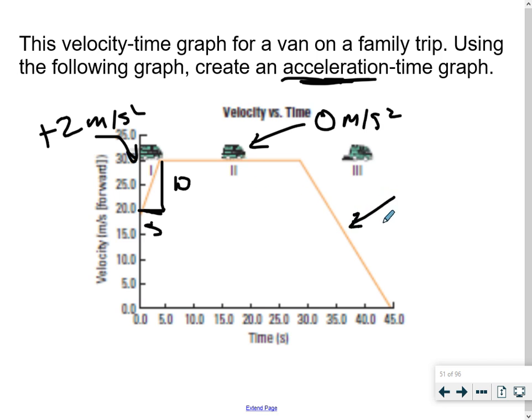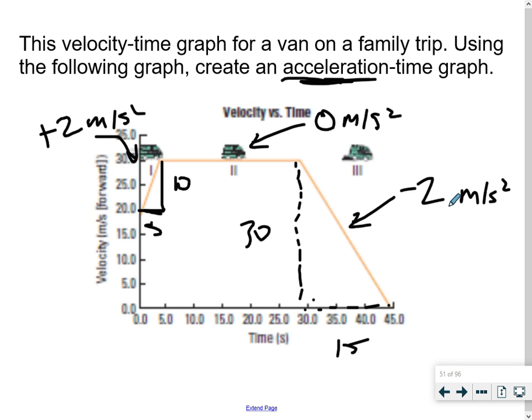And then in this last section, let's do the exact same thing. Let's make a little triangle out of this thing here. It looks like the rise is about 30. It looks like the run is about 15. Are you guys able to catch where I got all that from? 30 over 15 means it's 2. But wait, 2's not right. Okay, negative 2. Why is the negative so important? Because it's slowing down. It's decelerating, right?